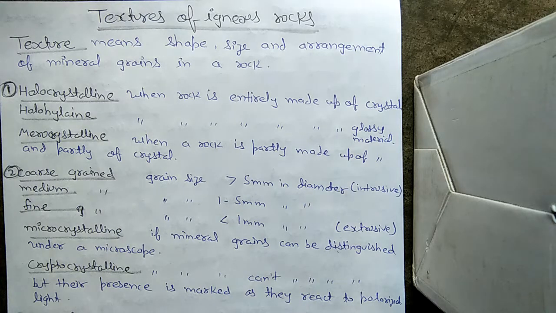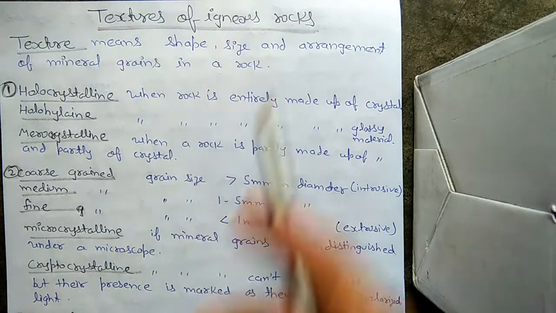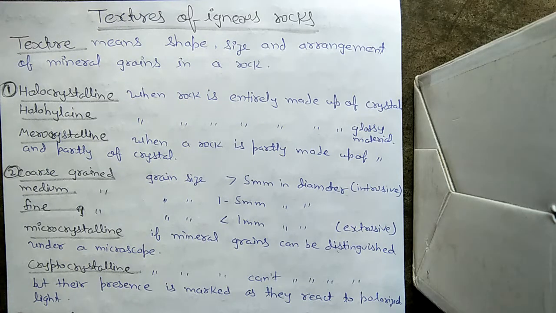I am going to describe textures of igneous rocks. There are various kinds of textures of igneous rocks and we are going to describe them all here one by one. So first of all, what is the meaning of texture? What is its definition? Texture means shape, size and arrangement of mineral grains in a rock. Means what is the shape and size of the mineral grains and what is their arrangement in the rock, that is called texture.